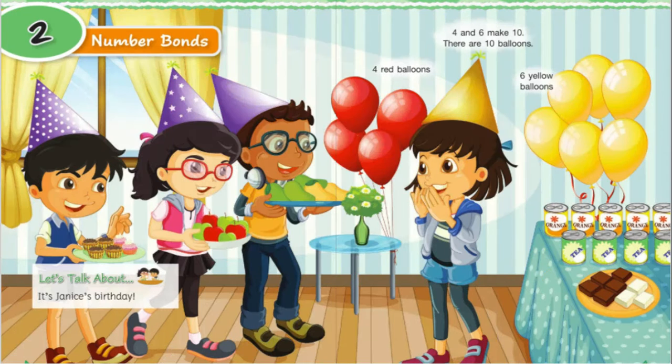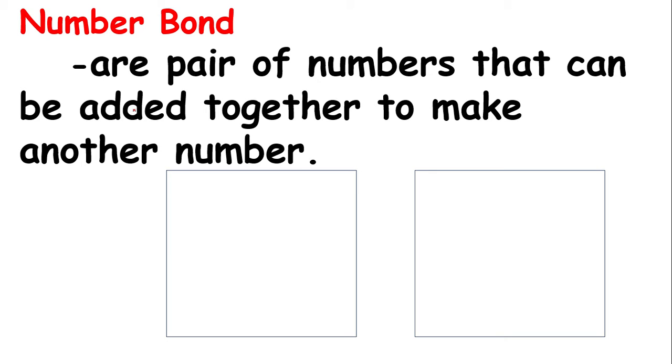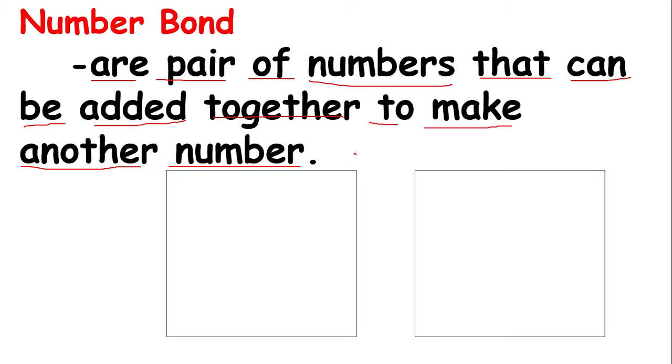Let's start with our lesson for today, number bonds. What is a number bond? Listen, okay? Number bonds are pairs of numbers that can be added together to make another number. So we are going to look for numbers that, if you add them together, we can make another number.